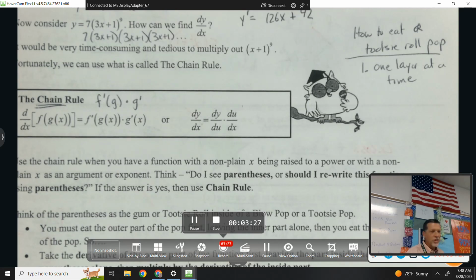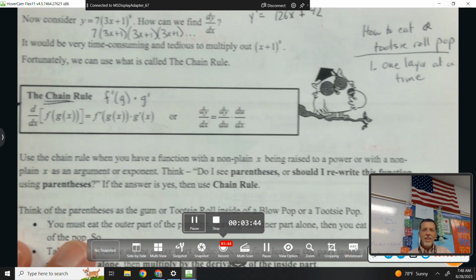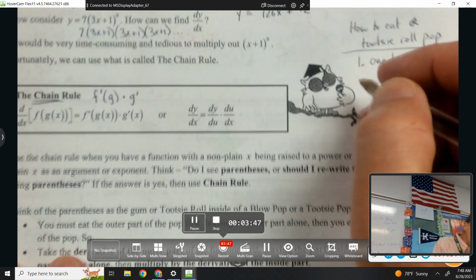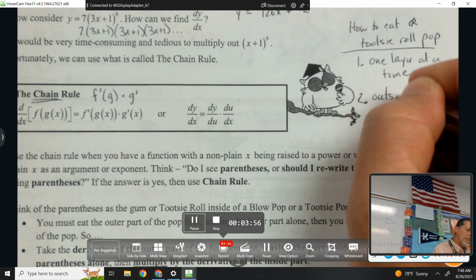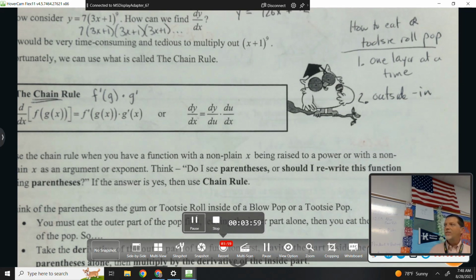By the way, all these rules are going to apply to the chain rule. So, one layer at a time. I thought I had more rules to that, but I know what it is. One layer at a time, and the second rule is, this is kind of dumb, but you have to work from the outside in. You cannot eat the Tootsie Roll first. You have to work your way there. You take off the wrapper, then the hard candy, and then you get to the Tootsie Roll.